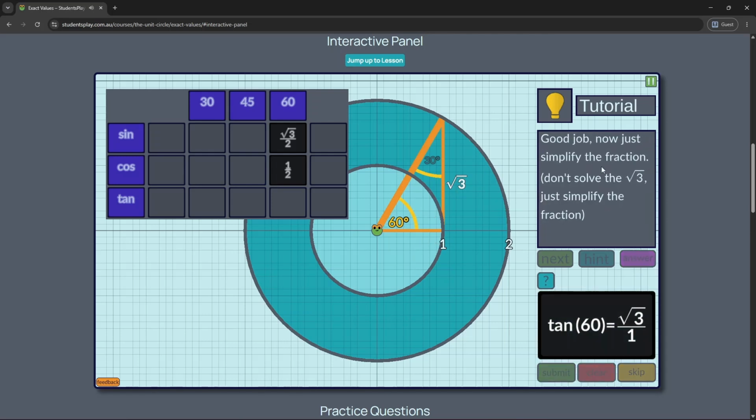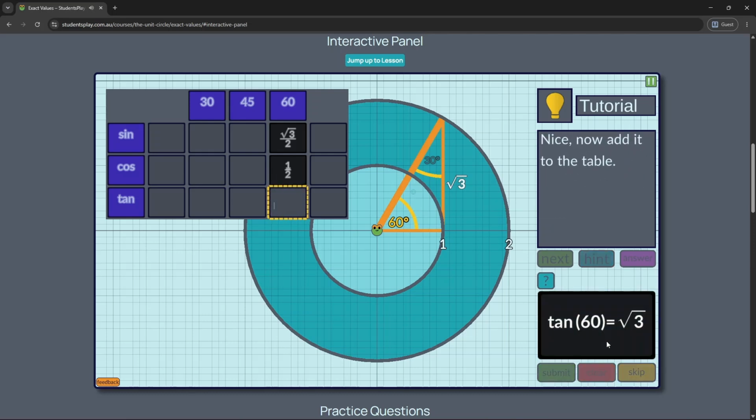Good job. Now just simplify the fraction. Don't solve the square root of 3, just simplify the fraction. Alright. Well, square root of 3 divided by 1. If you divide by 1, nothing happens, so we can just get rid of that. Okay. Nice, now add to the table. Square root of 3, done. Nice, let's do the 30-degree ones now.